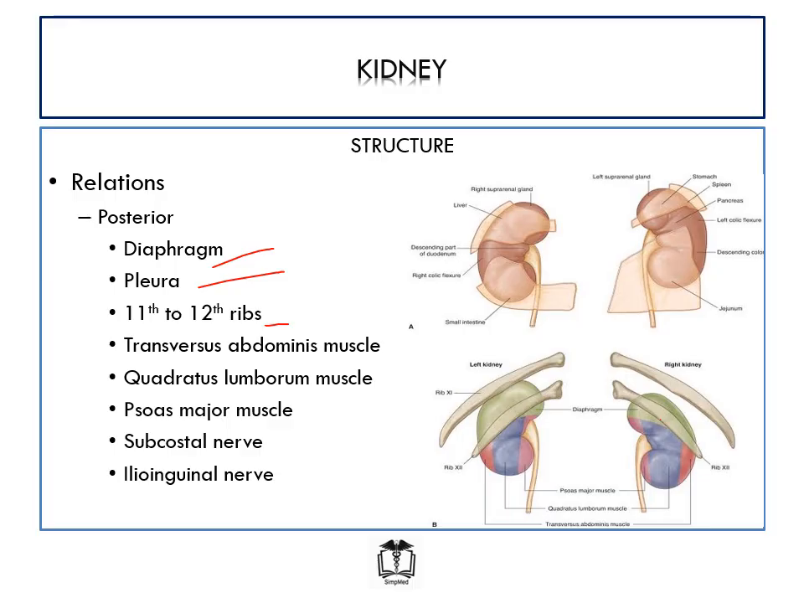Then we have some muscular structures as well. The muscular structures tend to be arranged in the vertical direction from lateral to medial. From lateral to medial, we have the transversus abdominis muscle, then the quadratus lumborum muscle, then the psoas major muscle. You can see each of them there. Finally, we have some nerve structures related to the kidney posteriorly, the subcostal nerve and the ilioinguinal nerve.